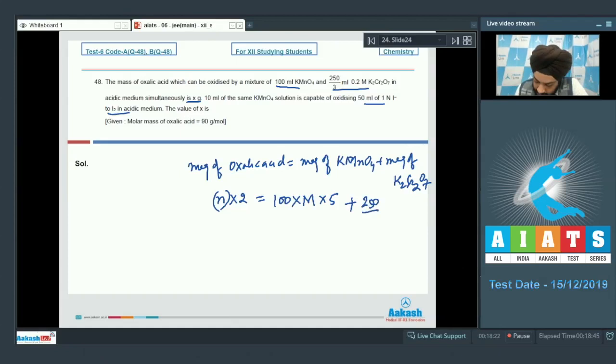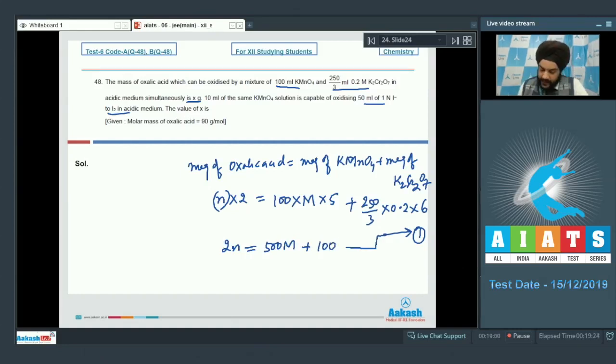So that is 250 by 3 into 0.2 into its N factor, which is equal to 6. Okay, so this is the first expression, students. We can probably simplify this. So we have 2N equal to 500 M plus 100. So this is the simplified value of the first expression.